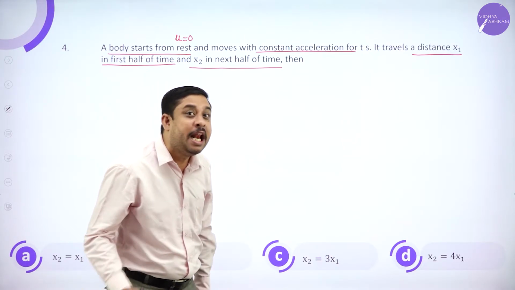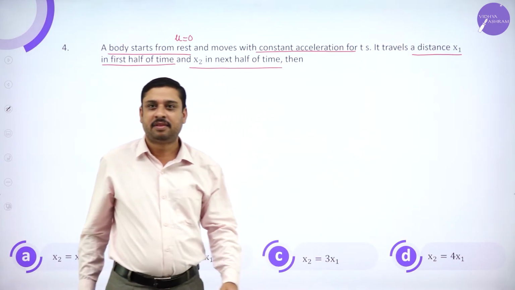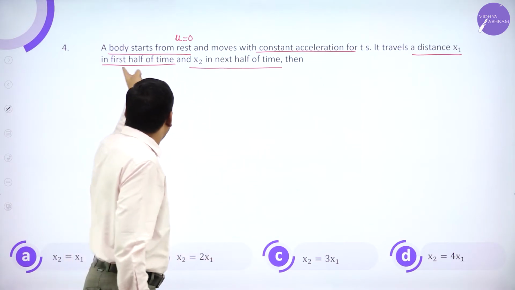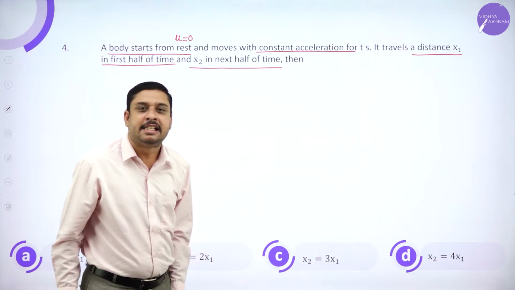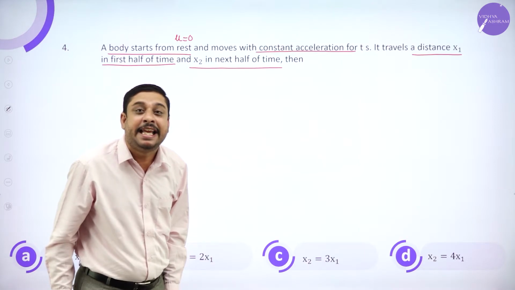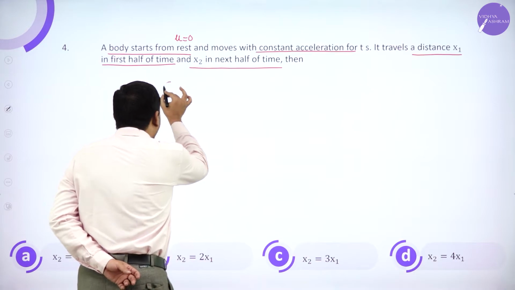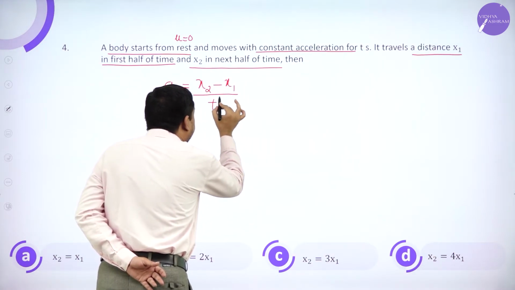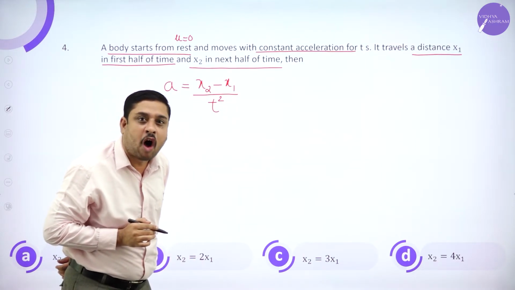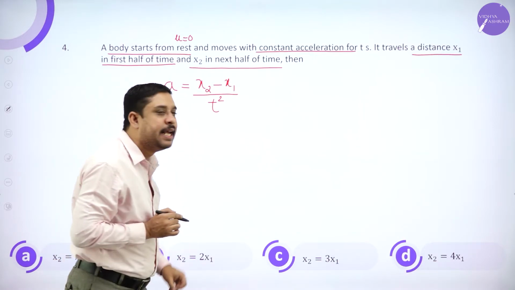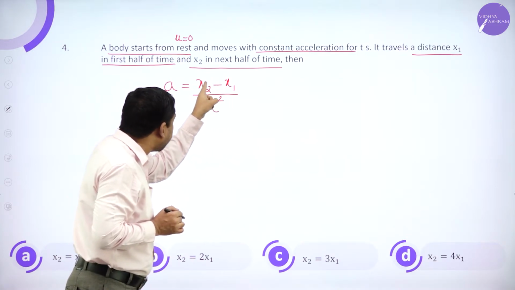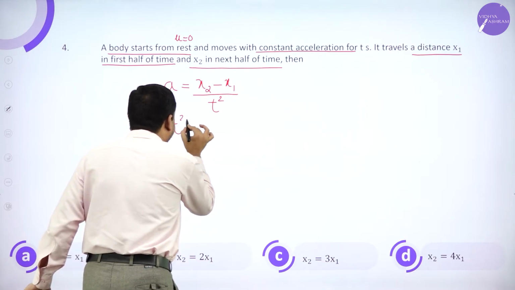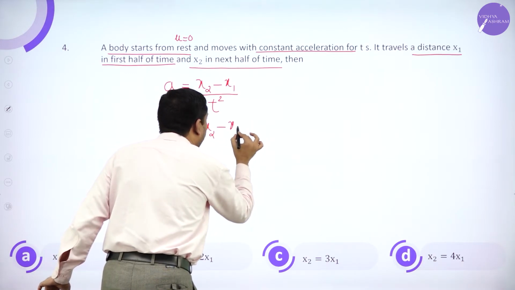First half of the time interval, how much distance is covered, x1. Next half of the time interval, x2. Clearly he says next half of the time, first half of the time. So very clearly, this is the case of distance traveled in equal intervals of time. So we have a relation for acceleration traveled by a body in equal intervals of time. That is, acceleration equals x2 minus x1 by t square. Or manipulating this equation, at square equals x2 minus x1.